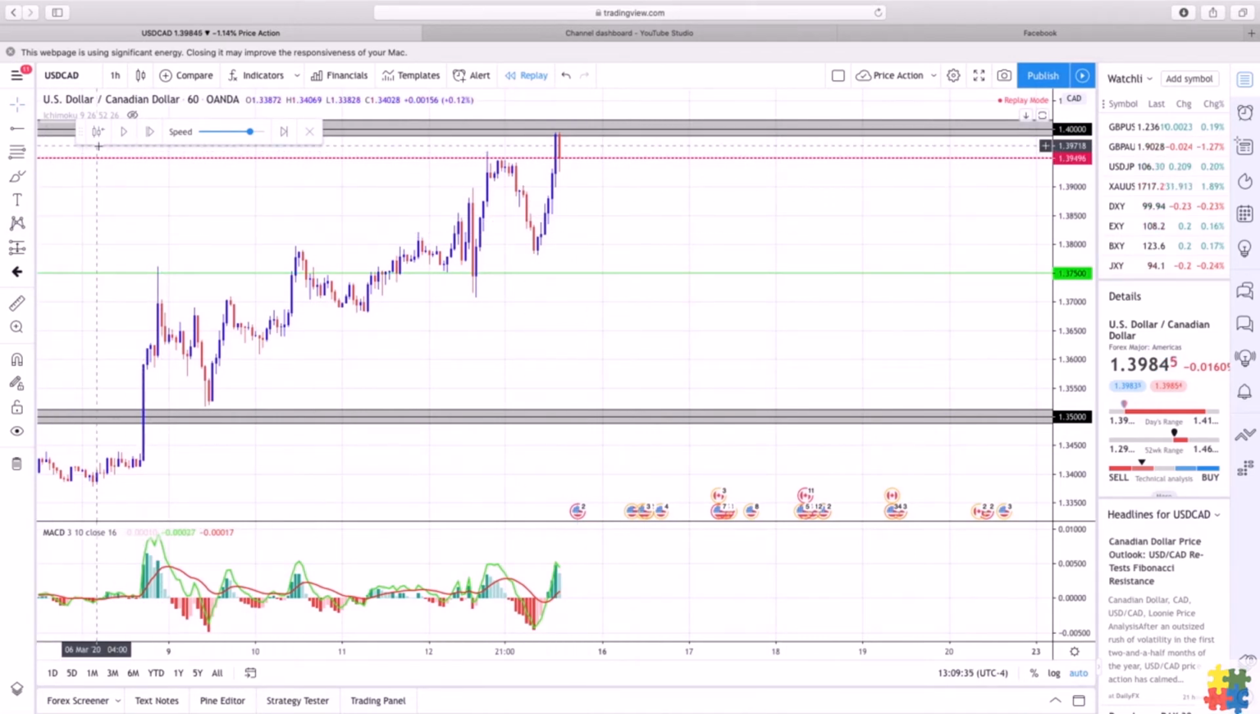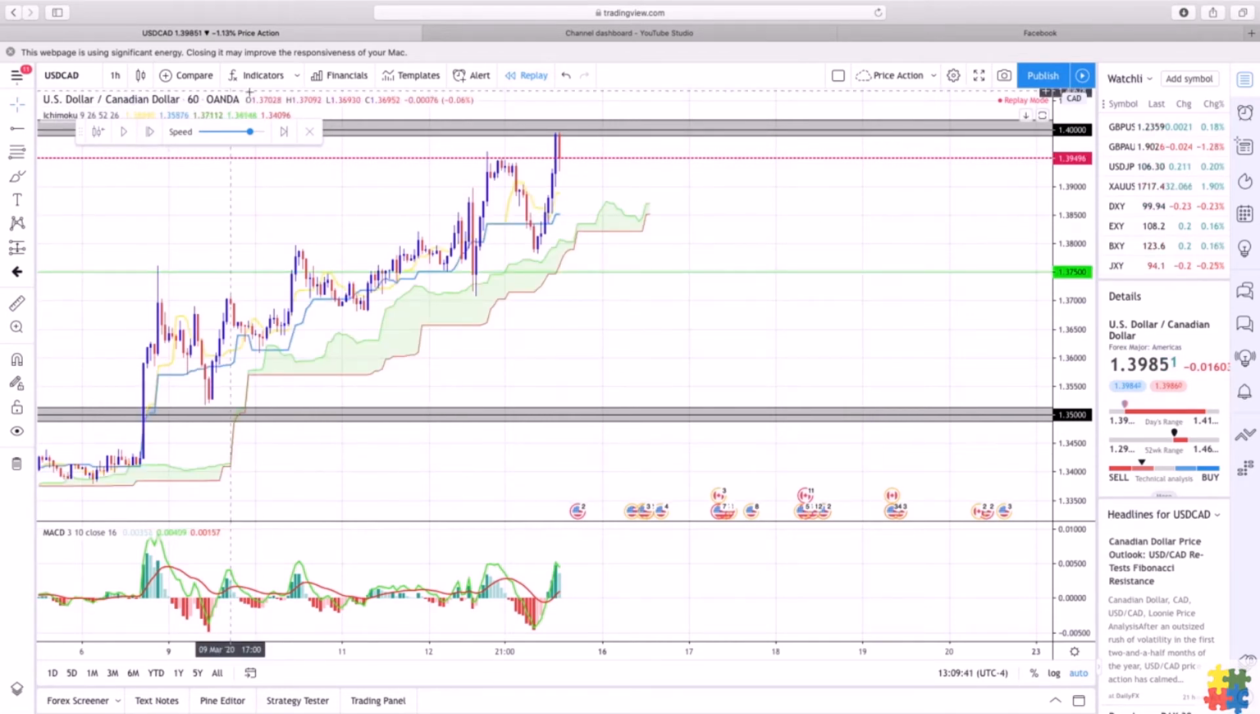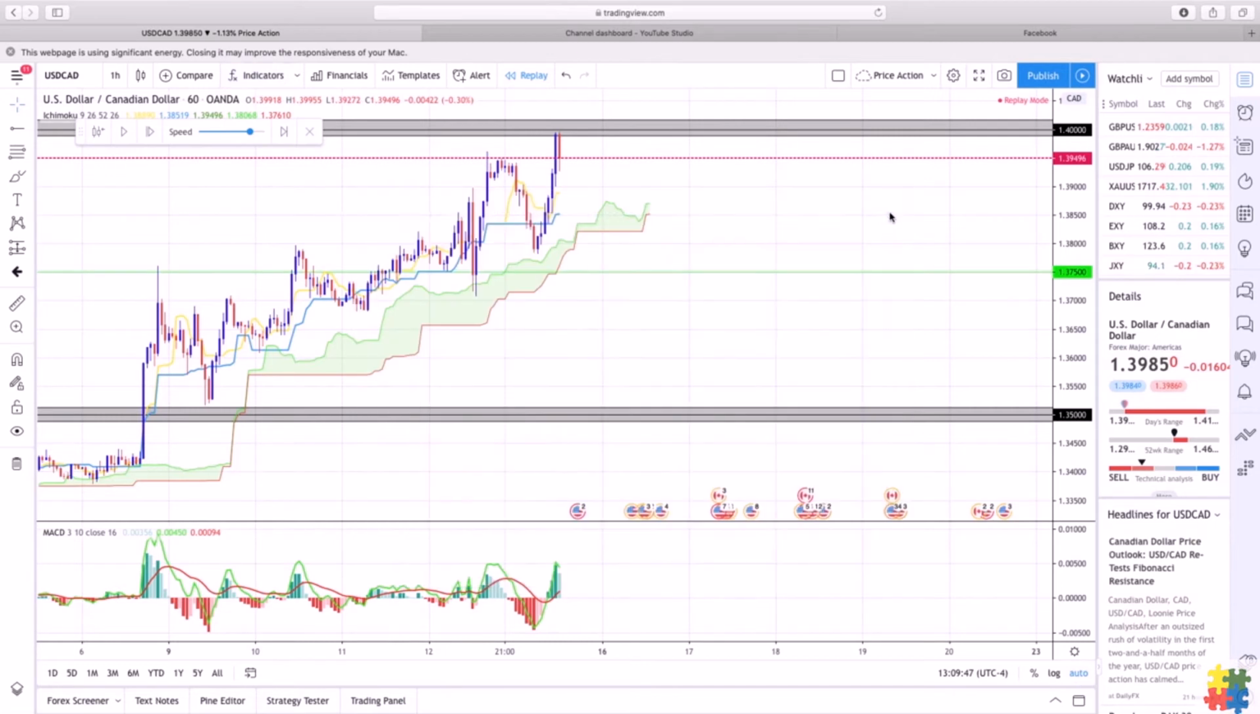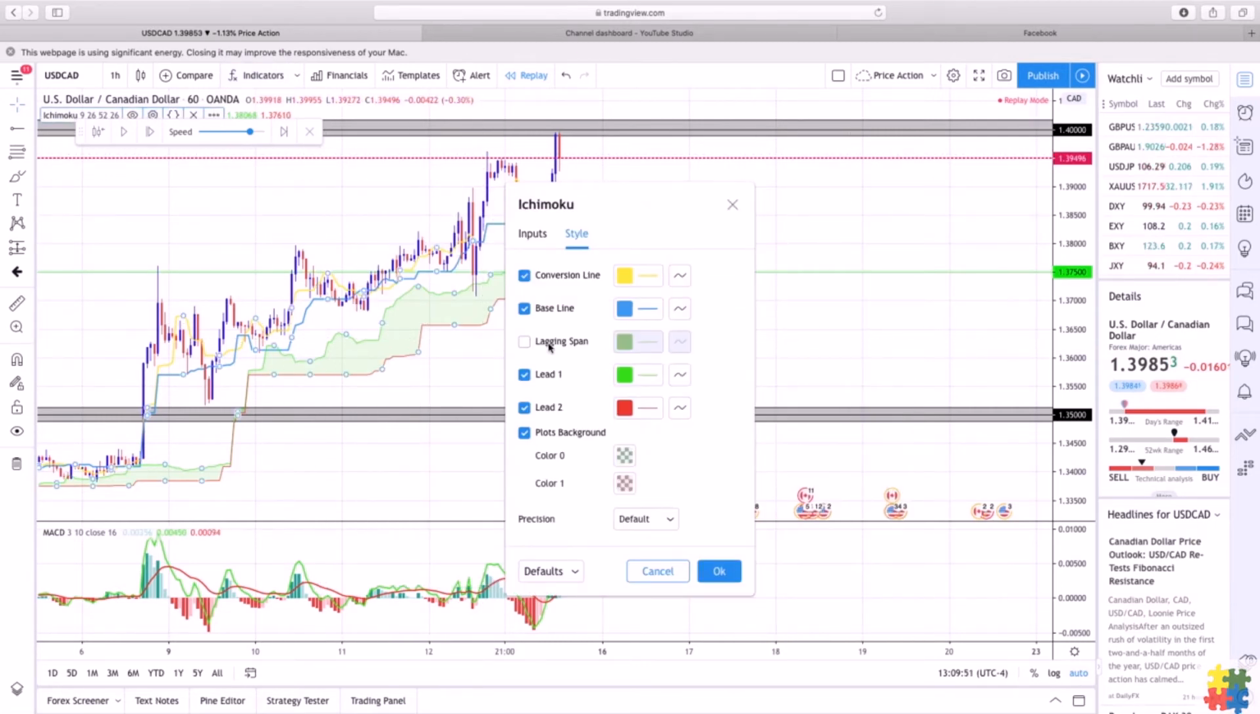I use the Ichimoku cloud, which is right here. If you go to your indicators on whatever platform you use, you can type in Ichimoku cloud and it'll pop up. You can put it in, and then in my settings, I just have the lag span turned off.